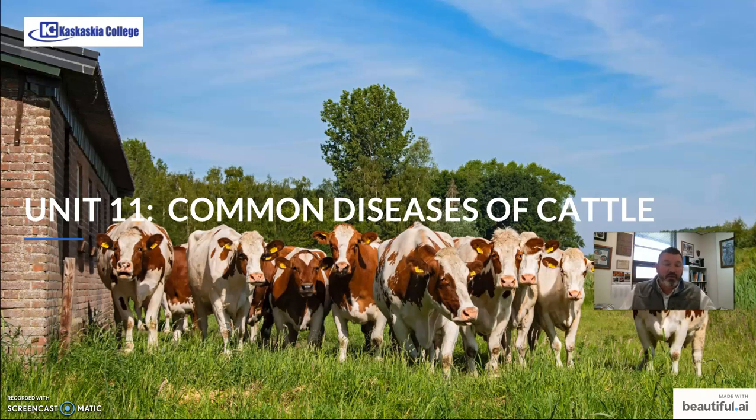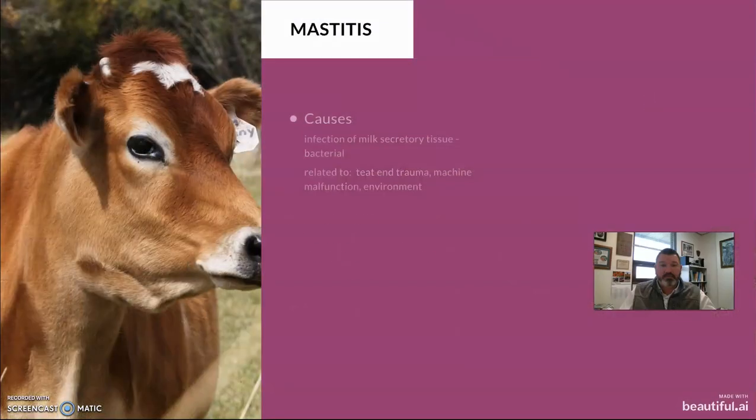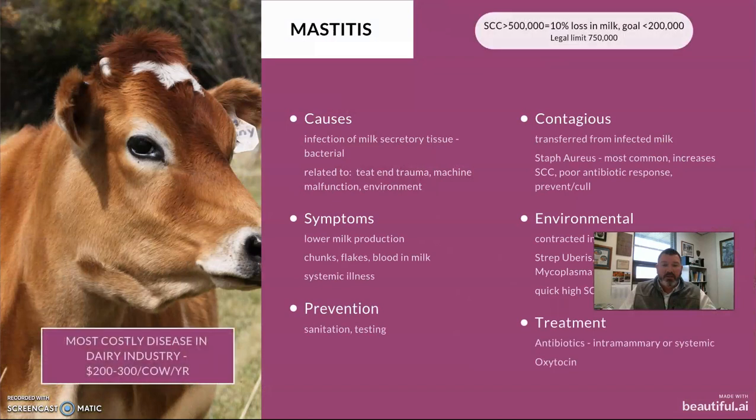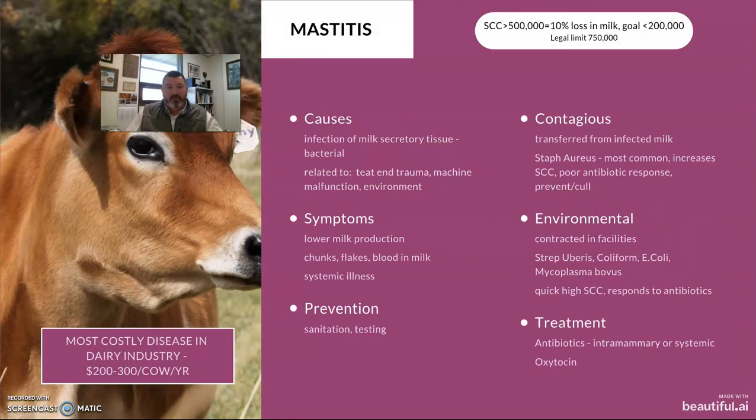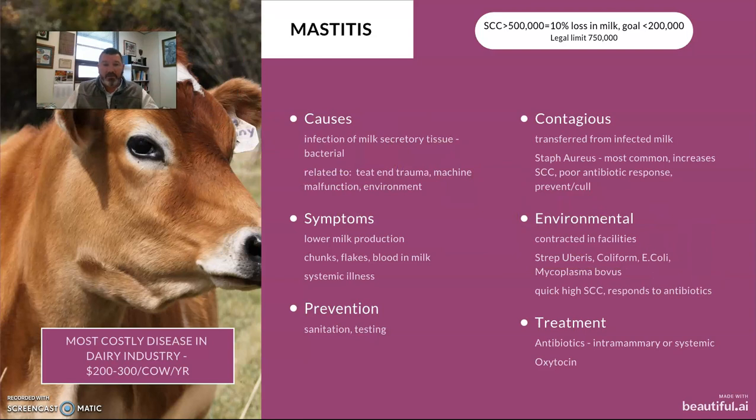Let's continue our discussion one more time, talking about common diseases in dairy cattle in Unit 11. First one leading off this section is the most expensive disease in dairy cattle in the United States, and that is mastitis. Mastitis is caused by an infection or inflammation of the milk secretory tissue inside the mammary gland, and it's always bacterial in nature. It's related to maybe teat end trauma, machine malfunction in the milking parlor, or simple poor environmental conditions.